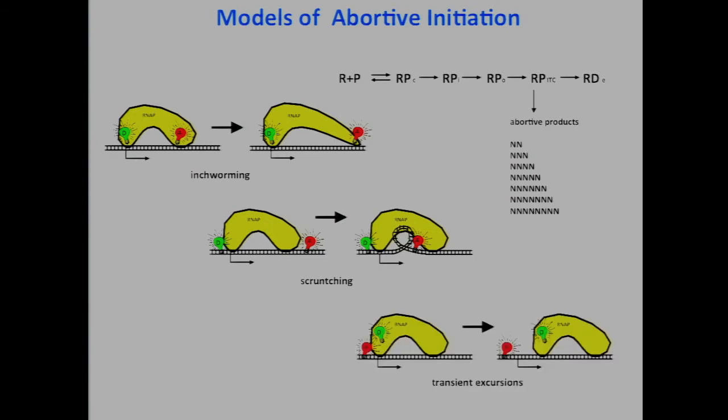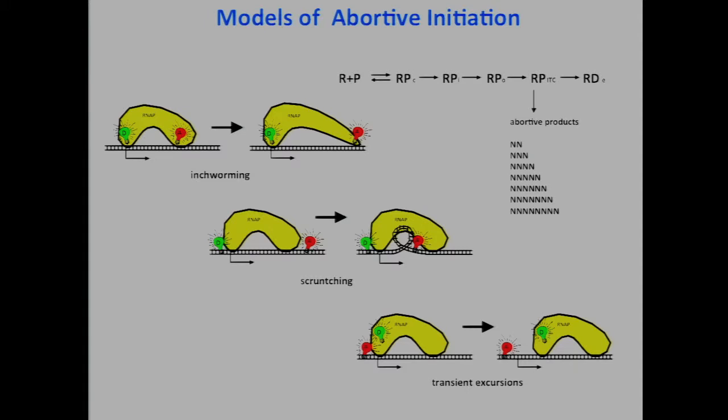The last model that came about says that you don't need changes in the protein or in the DNA. It's enough to think that the enzyme sits most of the time in the back position, makes very brief excursions, and then comes back and again sits for a long time in the back position.